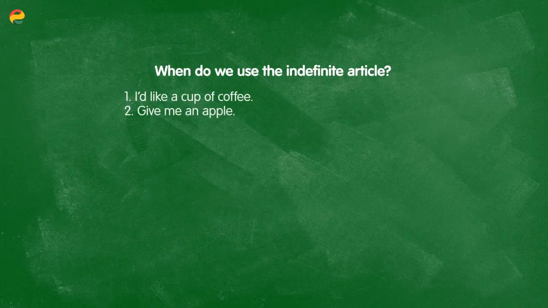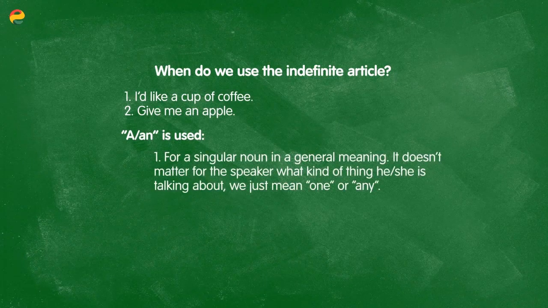So let's look at some cases of usage of both a and an. Now, a and an are used when we're talking about something in a general meaning. We don't mean a particular example of something. We just mean one or any. Such as in the examples, I'd like a cup of coffee, or give me an apple. In these examples, I don't really care which cup of coffee. It could be that cup of coffee or that cup of coffee. I just want one. I just want a cup of coffee.